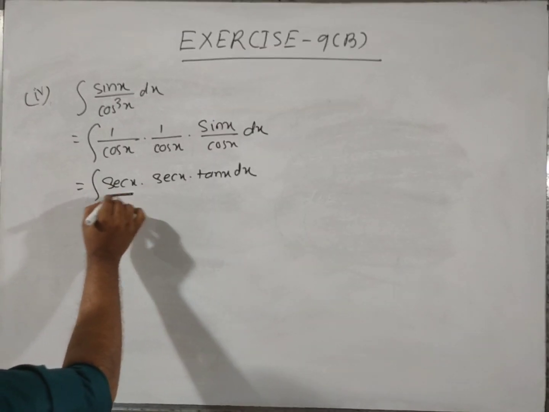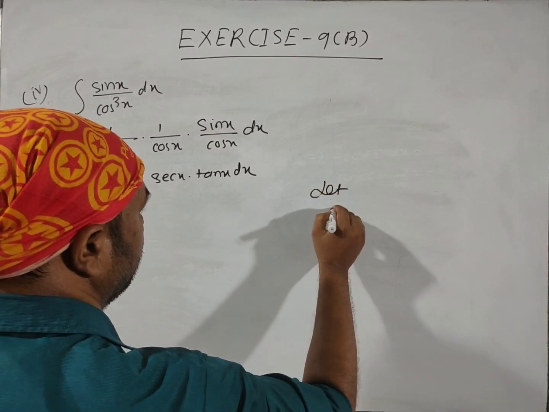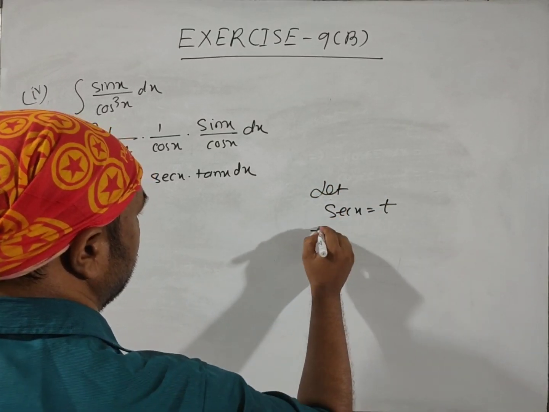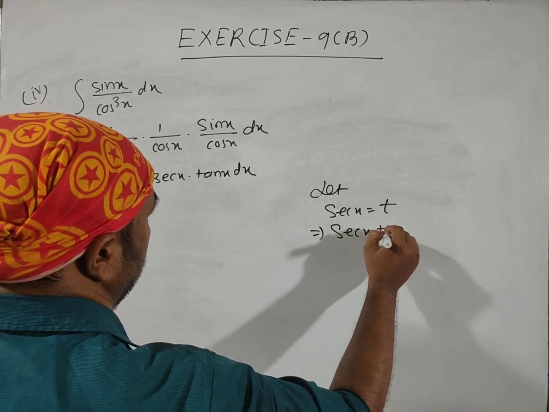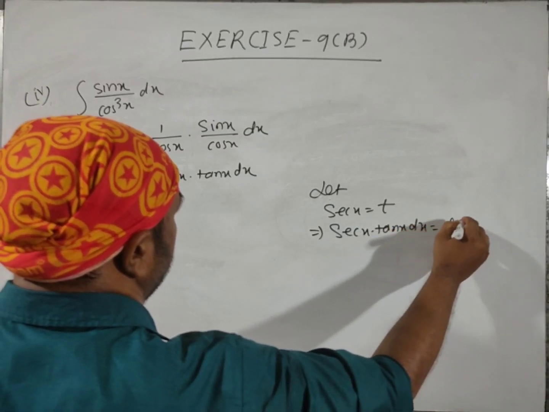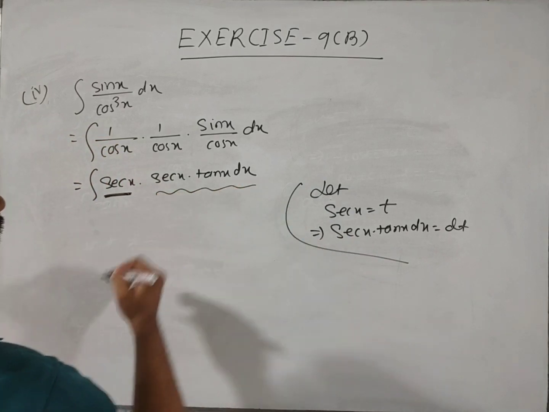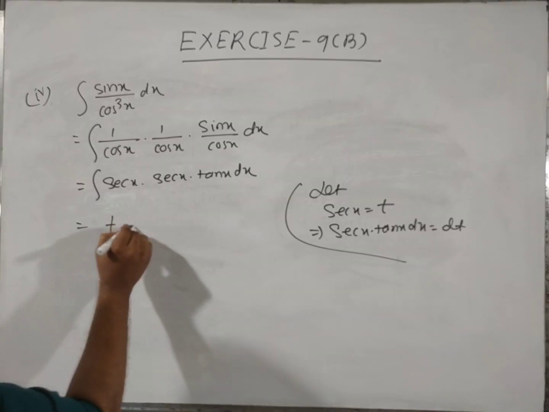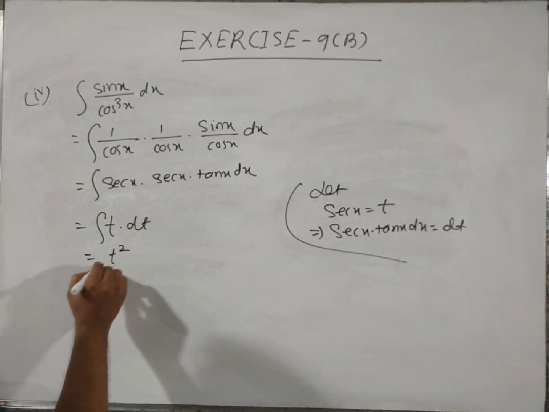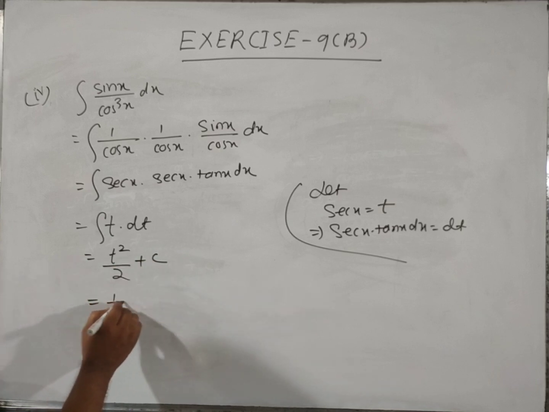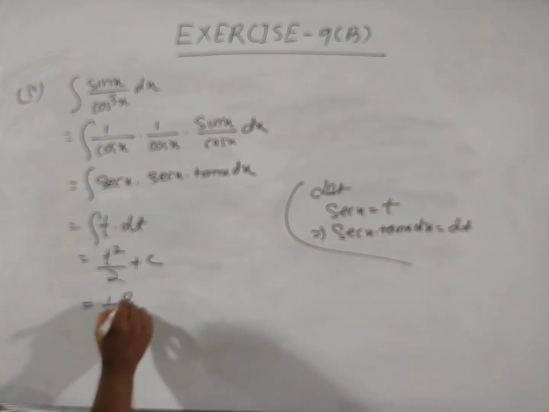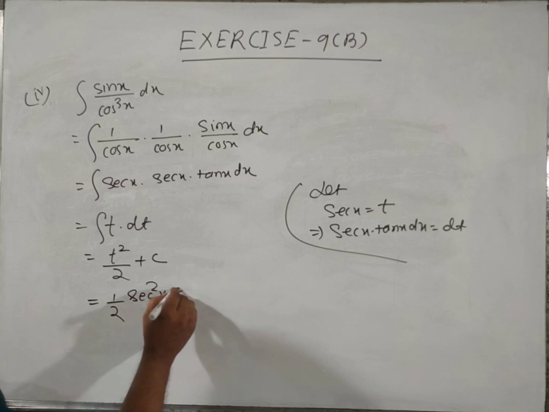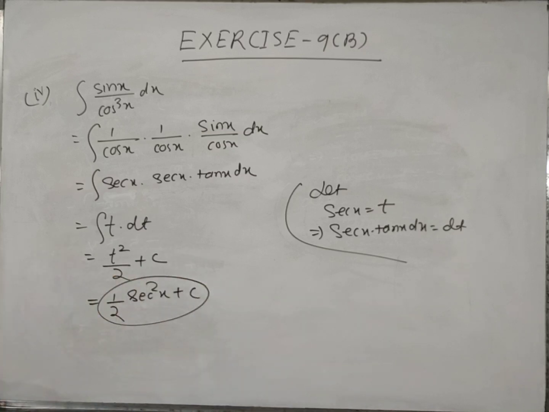Let us consider this sec x as t. Let sec x is t, then derivative of sec x, it is sec x into tan x with dx, it is dt. That means this part is dt and here sec x is equal to t. So it will be t dt. Integral of t, it is t square divided by 2 plus c. So it will be 1 by 2. In place of t, we can write down sec x. So it will be 1 by 2 multiplied with sec square x plus c. And this is the solution for the fourth bit of number 2. Then let us go through the fifth bit.